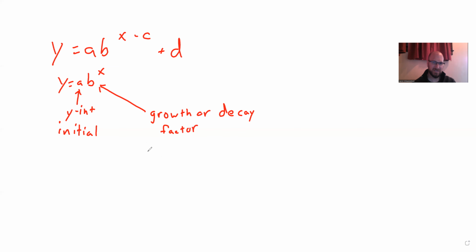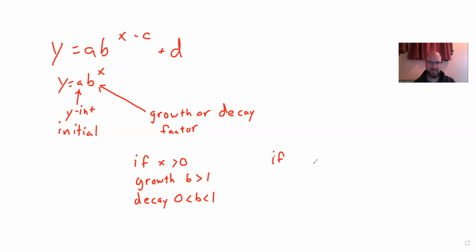If x is positive, we'll say x is greater than 0, then it is growth for b greater than 1, and decay for b between 0 and 1. Remembering that when b is negative, we get imaginary numbers, and so that doesn't work for our continuous function. It can be a function, but it's not an exponential.